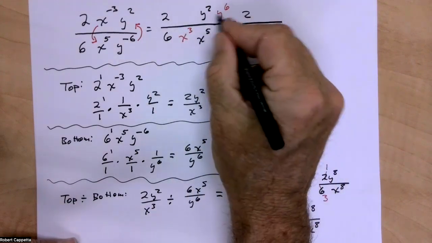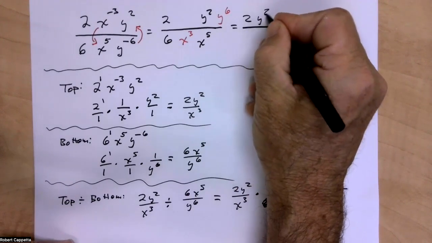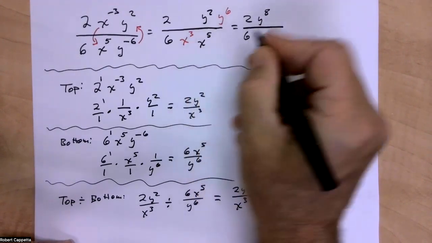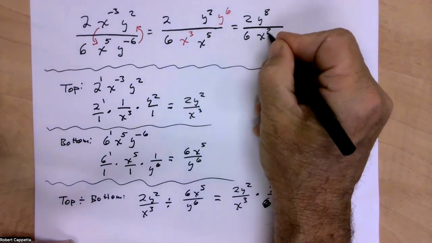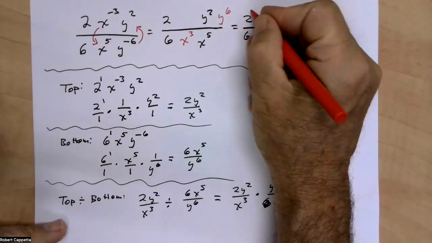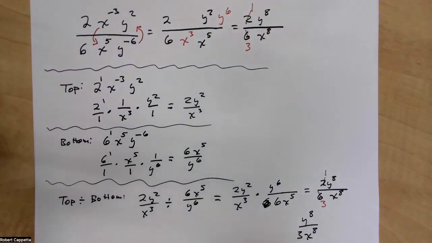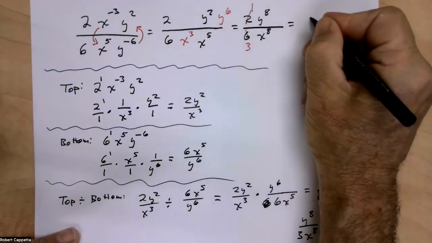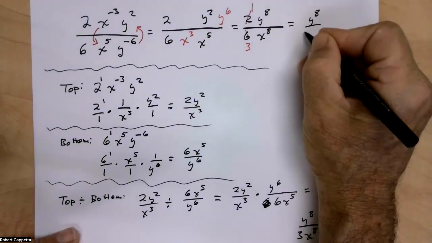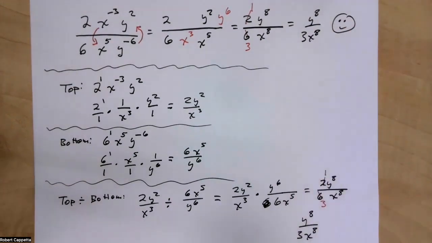2, y to the 2nd times y to the 6th is y to the 8th. 6, x to the 3rd times x to the 5th is x to the 8th. And then we divide out the 2 and 6. 2 divided by 2 is 1. 6 divided by 2 is 3. And we get 1 y to the 8th over 3x to the 8th. And that makes me happy because that matches what I had when I used the full strategy.